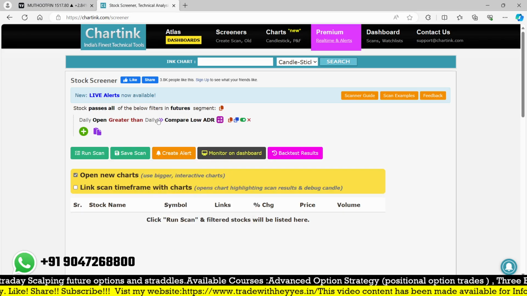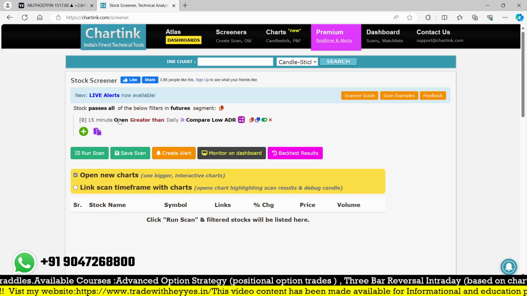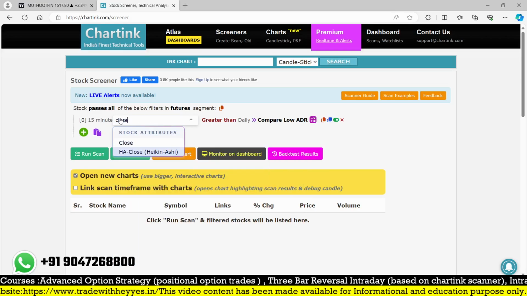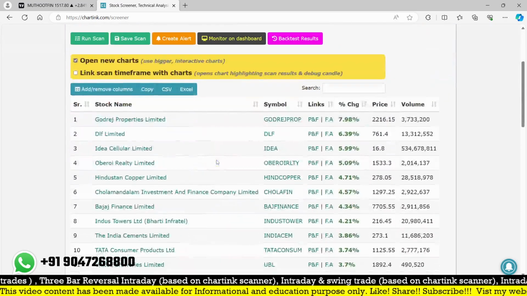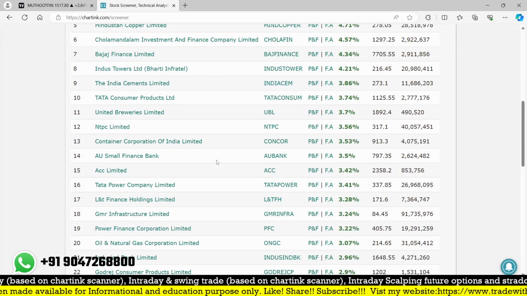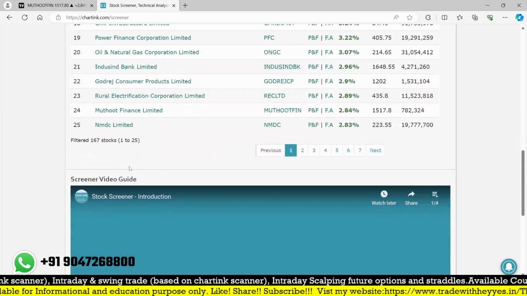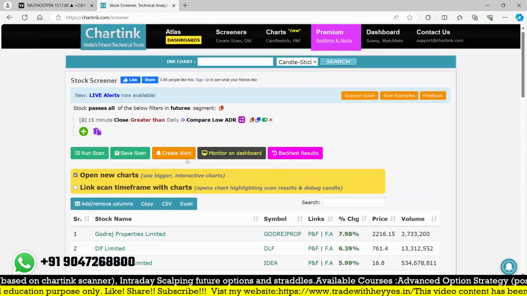Okay. So this is what a condition is, inside the 15 minutes candle. So that should be close, not open. Close must be greater than the lower area. If you get it, you will be getting a lot of stocks because all are closed above the lower area. So you will be getting almost 167 stocks, which are closed above the lower area.